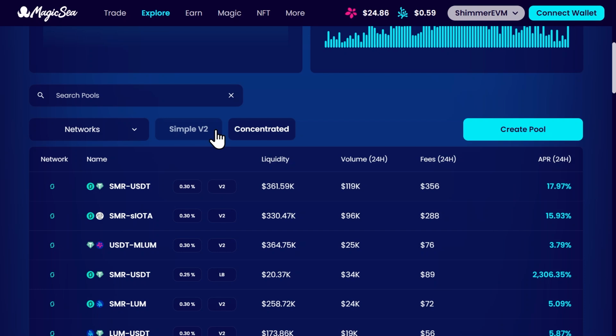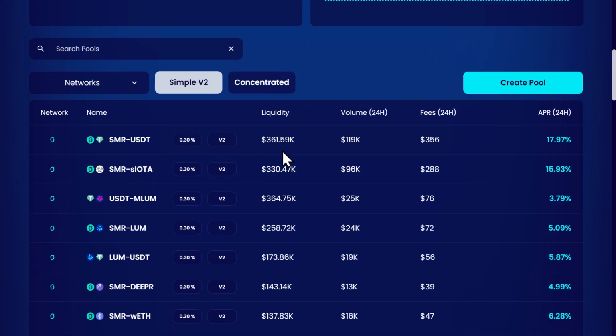But in short, V2 pools are Uniswap V2 pools and are very simple in the way you can supply and manage your liquidity. Concentrated liquidity pools, on the other hand, give you way more options, but are also harder to manage since you can decide exactly in which price ranges you want to provide liquidity. But for now, I want to provide liquidity in a simple V2 pool, so I filter for simple V2.